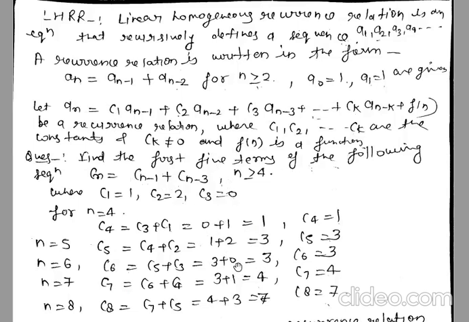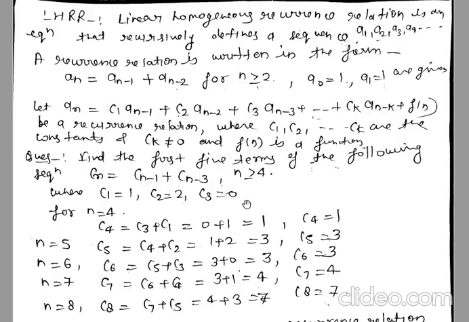There is an example, and this type of example I have already discussed in our previous session. So let's see this example. This is a very easy example, actually a 2 marks question. Find the first 5 terms for the following: Cn is equal to Cn minus 1 plus Cn minus 3, n is greater than or equal to 4. C1 is given, C2 is given, C3 is given, and C3 is equal to 0, right? So here n is greater than or equal to 4.